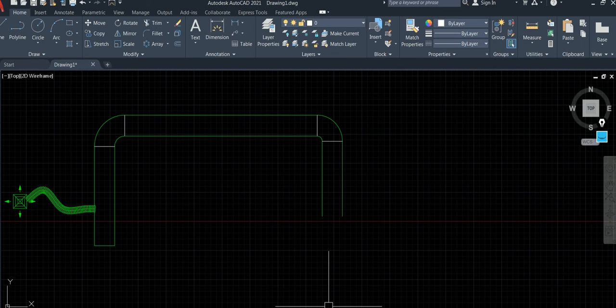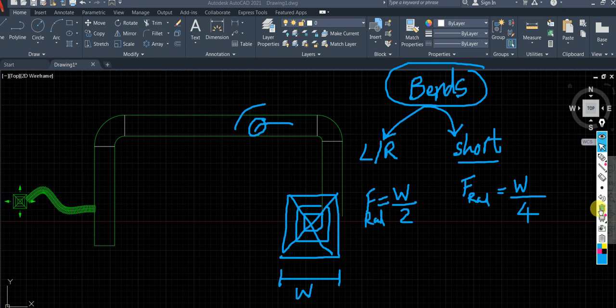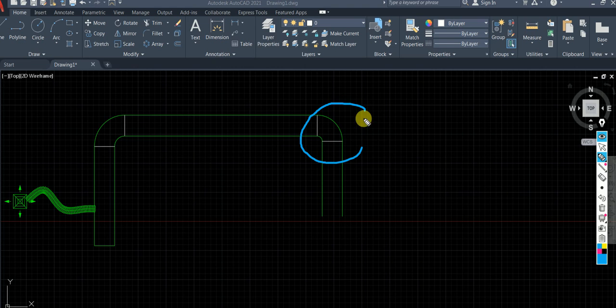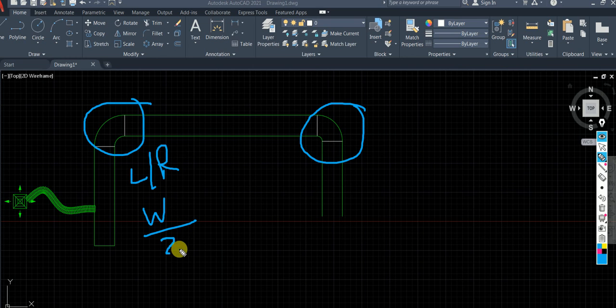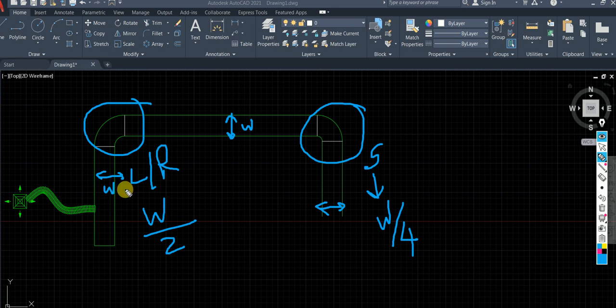This is called what? Okay, just delete everything. This guy is called a short radius. This is long radius. Long radius, remember, divided by 2. Short radius, width divided by 4. What is width? This is the width. Okay, width. Okay, anyway, I hope everybody enjoyed this class on the topic of long and short radius.